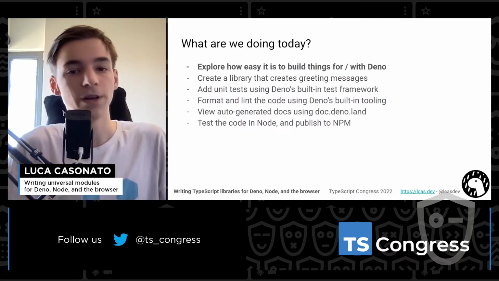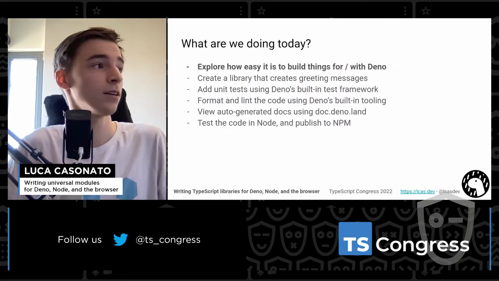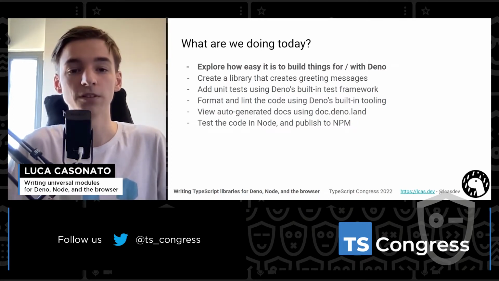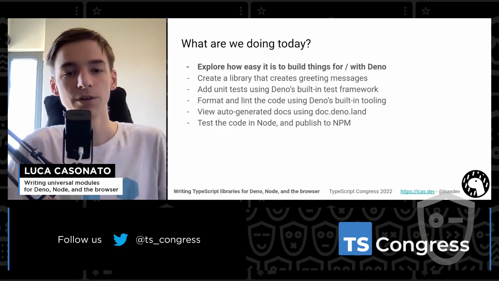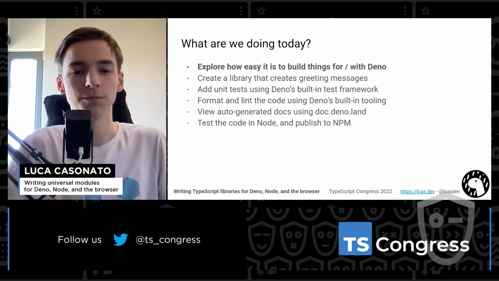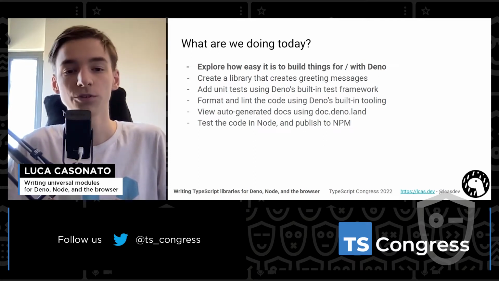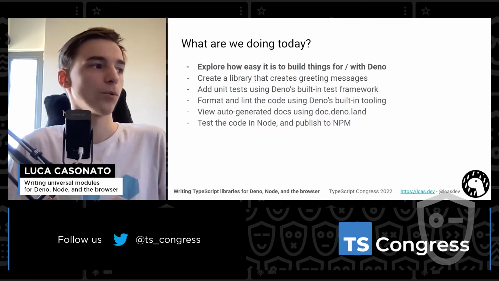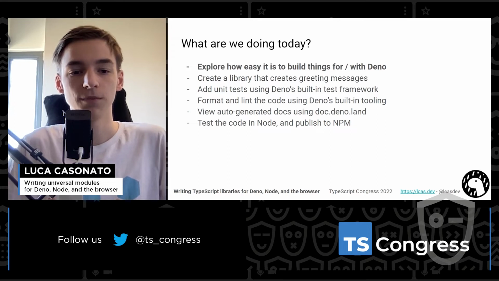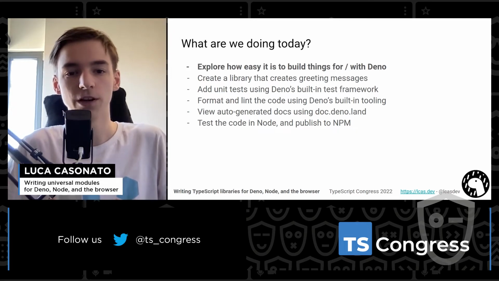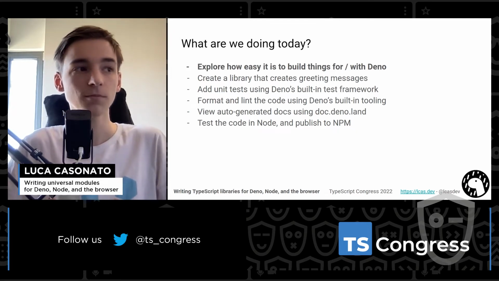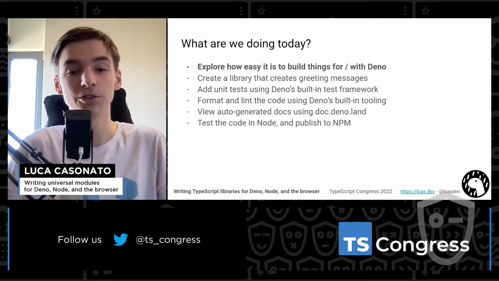But what are we actually going to do today? We're going to explore how easy it is to actually build something with Deno. We're going to write a little library, and I'll explain exactly what it does later, but it creates greeting messages, essentially. We're going to add some unit tests for this library. We're going to then format and lint it with our built-in tooling. We're going to write some doc comments and view those via our documentation generator. And then we're going to test that code in Node and publish it to NPM.